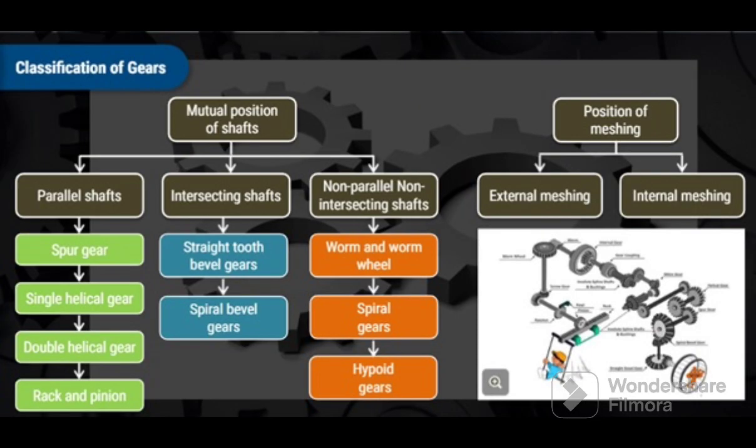Gears are mainly classified according to the mutual position of the shafts and the position of meshing. So, let's go for its classification. Basis mutual position of the shafts, gears are divided into three categories: parallel shafts, intersecting shafts, and non-parallel, non-intersecting shafts. According to the position of meshing, gears are of two types: external meshing and internal meshing. In this session, our focus is on gears classified basis mutual position of shafts only.